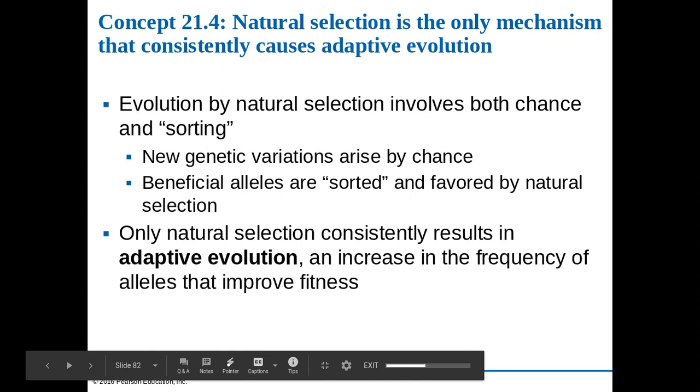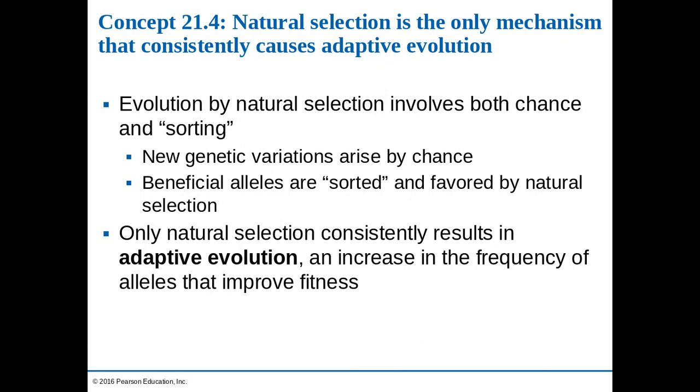So evolution by natural selection is partially chance and partially sorting. The new genetic variations arise by chance. Those are your random mutations that occur in a population. But there is some sorting that takes place that is not random. The beneficial alleles, the ones that help you survive and reproduce, kind of get filtered out, and those are the ones that are favored in natural selection.